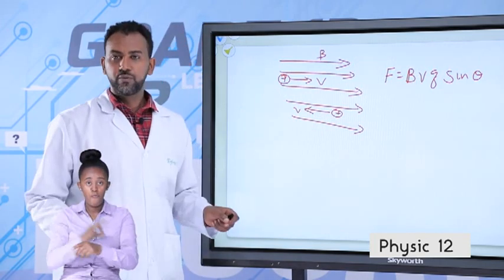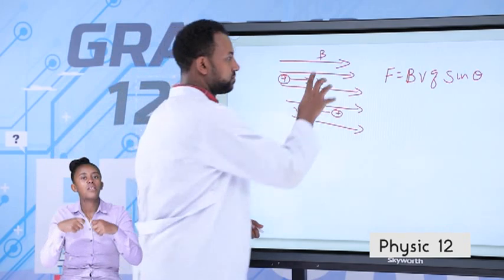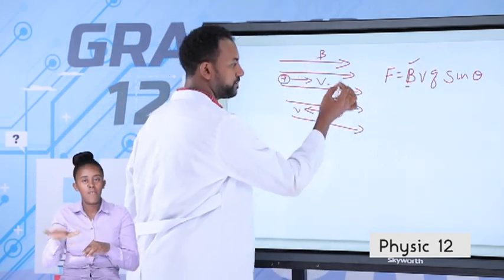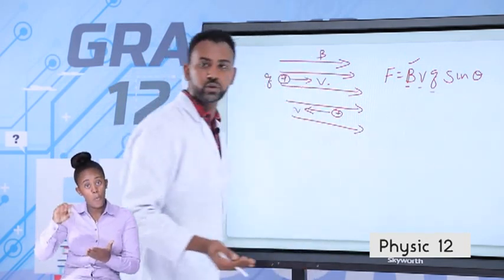In this case, what is the magnitude and direction of the force? Well, there is no force exerted on this charged particle. Why? Because there is a magnetic field, there is a velocity v, there is a charge q here, but the force is 0.